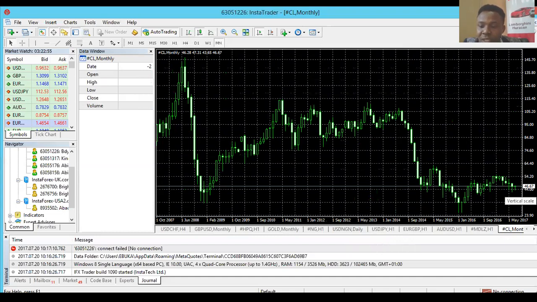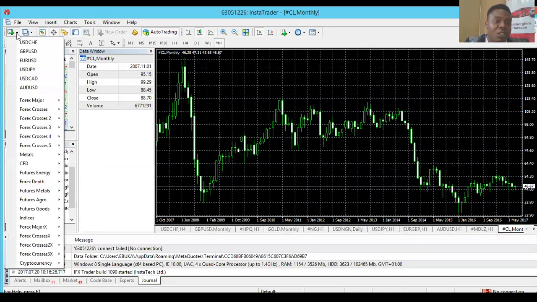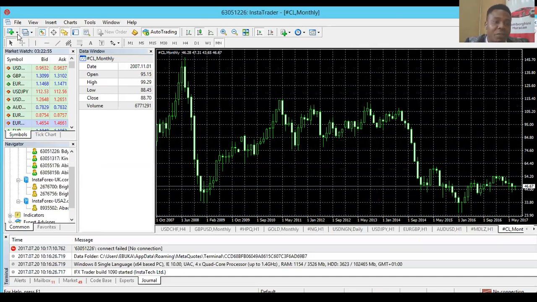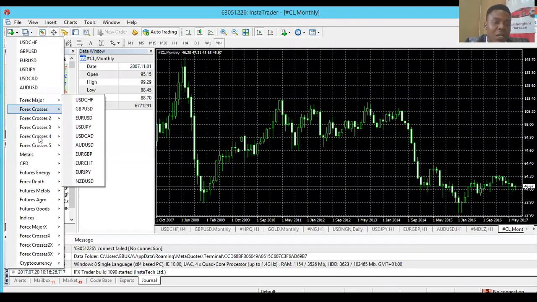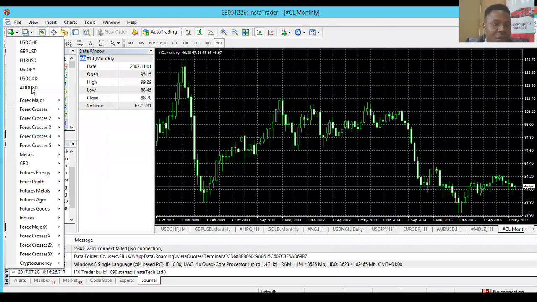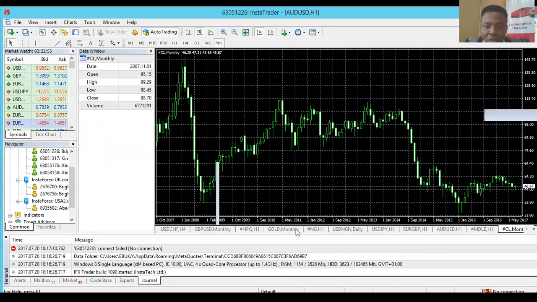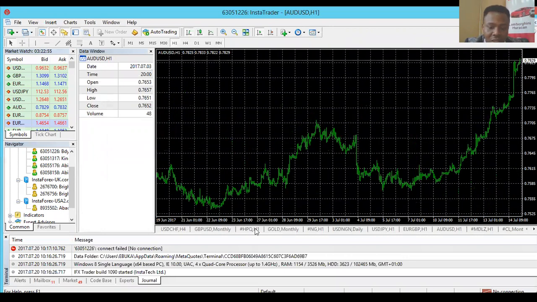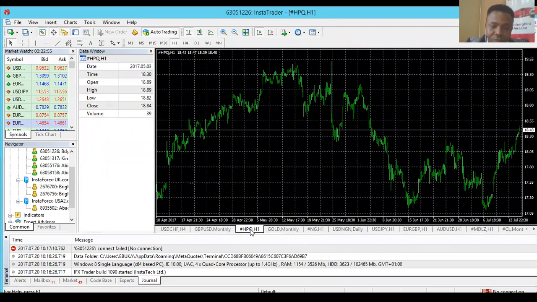This point is where you see the price of the commodity or the currency you are trading. Then, if you want to bring out more instruments, you click here. You can see that there are a lot of instruments to trade. Assuming I want to bring in Australia USD, that is AUD USD, I click on AUD. It has come up. Let me close this chart. This is AUD USD.